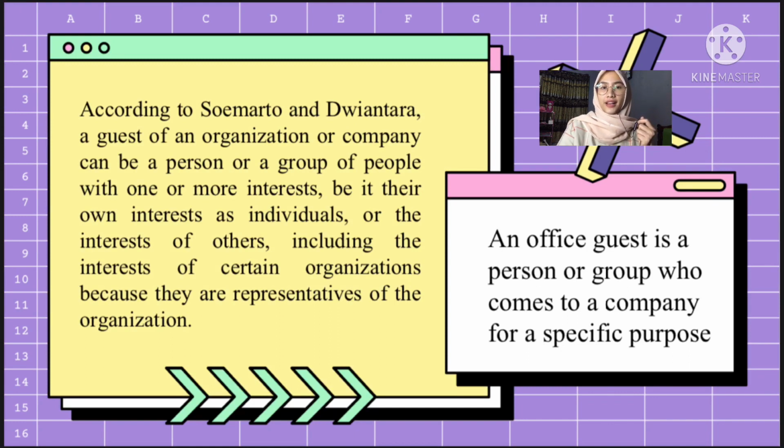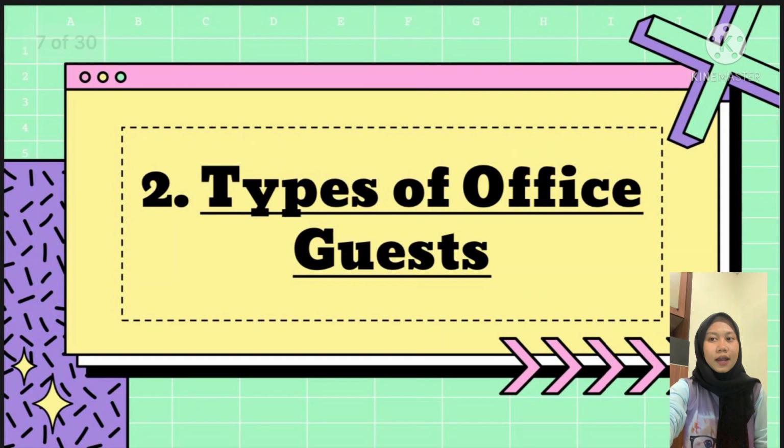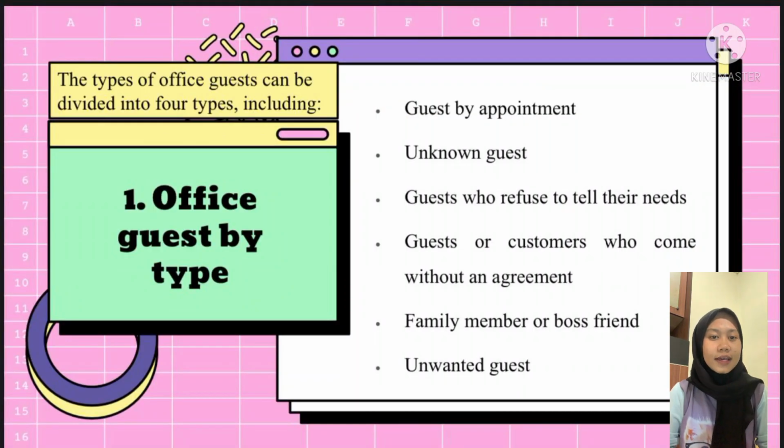An office guest is a person or group who comes to a company for a specific purpose. Types of office guest. First, guest by appointment. A guest by appointment is an expected guest. When the leader is ready to meet him, the secretary can invite the guest to come in to meet the leader.